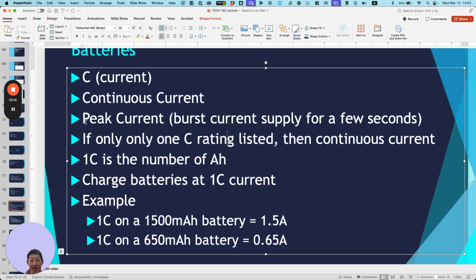Okay, so how do we calculate what C is? I was saying it's a variable. C is basically 1 amp hour. So how many amp hours do we have on this drone, or on this battery?